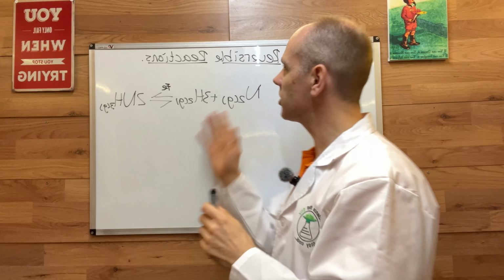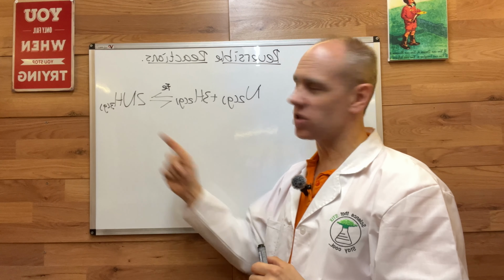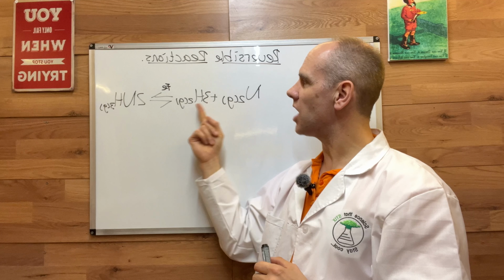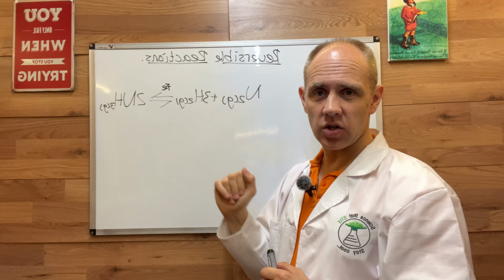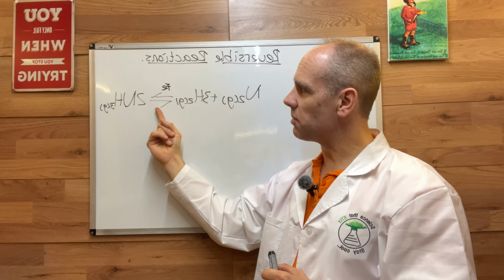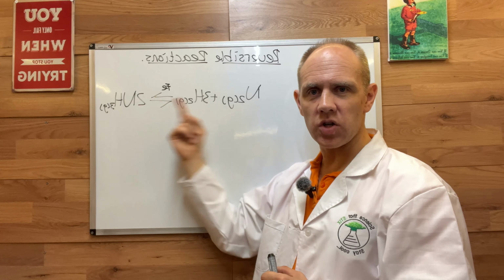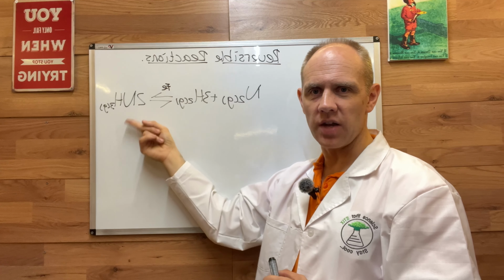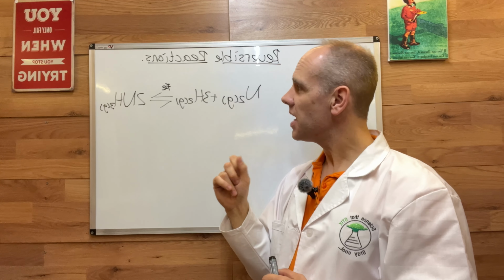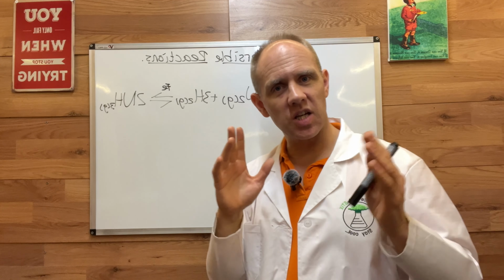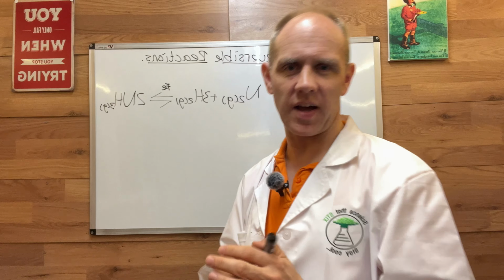So I've already started with this reversible reaction to make ammonia from nitrogen and hydrogen. It's a balanced equation. I've got this little symbol here that shows that it is a reversible reaction. There's a forwards direction and there is a reverse direction. Now, there's a couple of things that can affect the position of equilibrium.